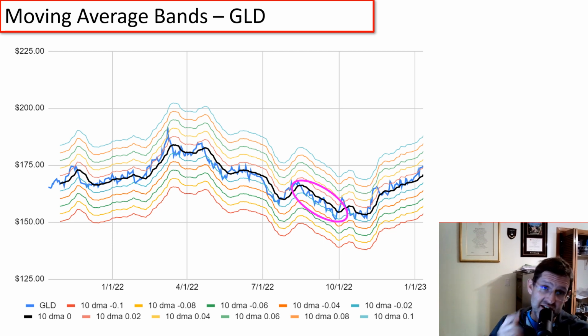Conversely, when the stock is trending down, the price tends to stay a few percent below the 10-day moving average. So in a nutshell, when I look at this graph, I see some patterns.